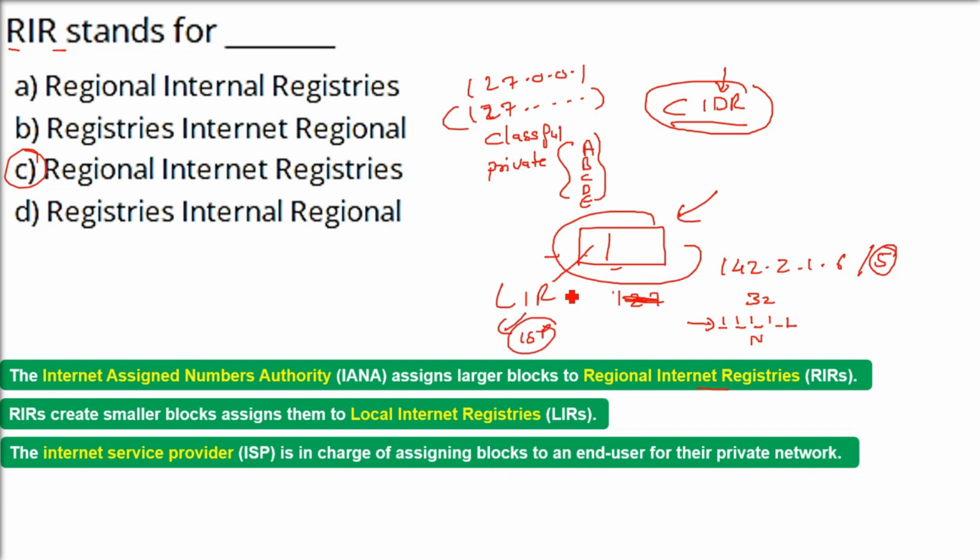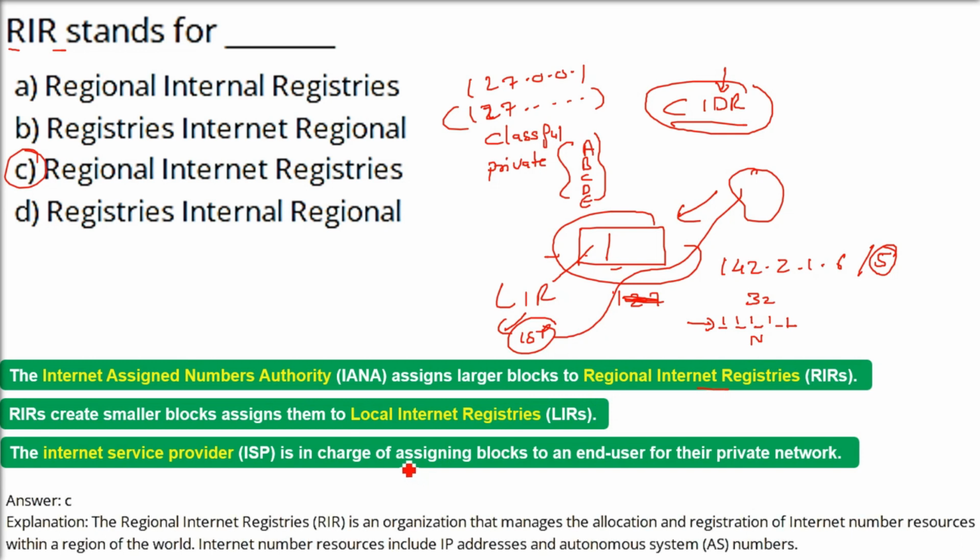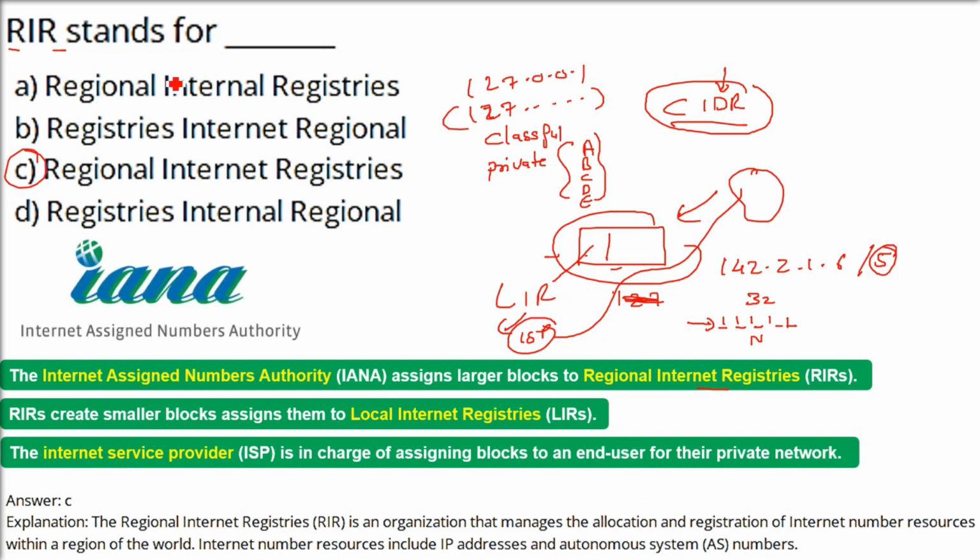The Internet Service Provider, or ISP, is the final one in charge of assigning blocks to an end user for their private network. The RIR is an organization that manages the allocation and registration of internet number resources within a region of the world. These internet number resources include IP addresses and AS numbers, autonomous system numbers.